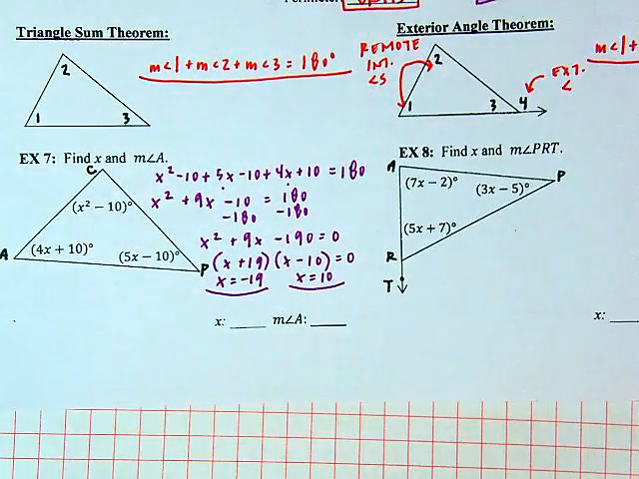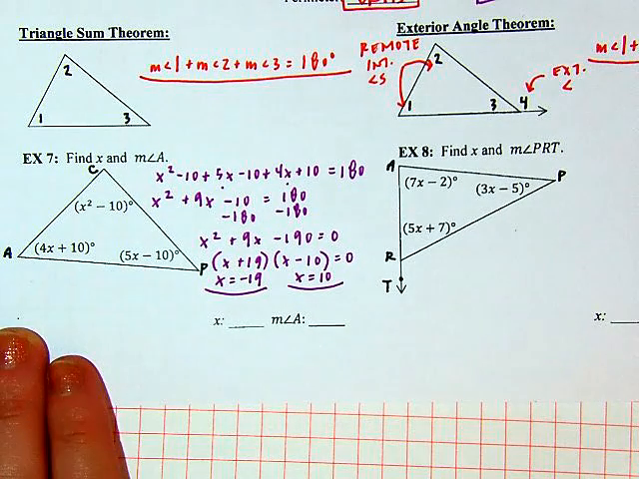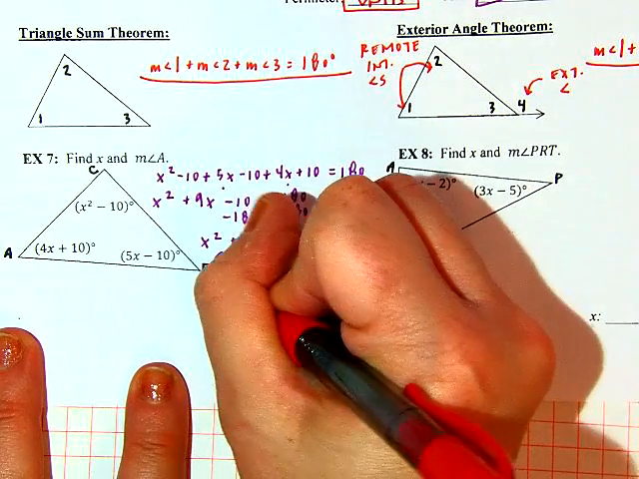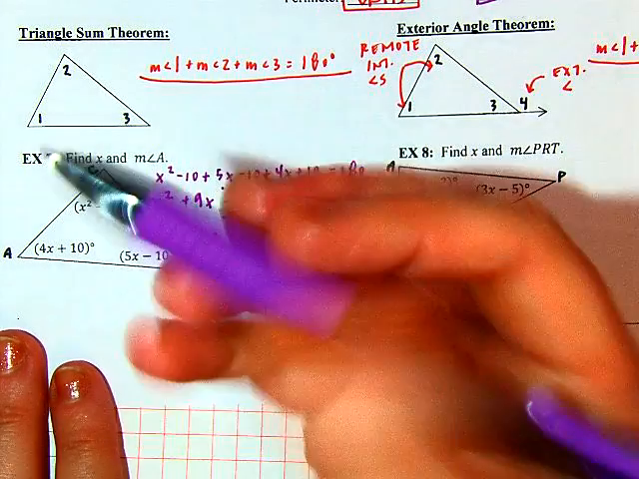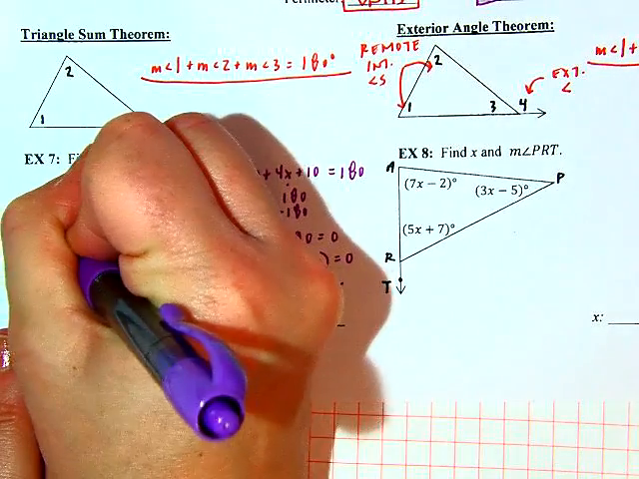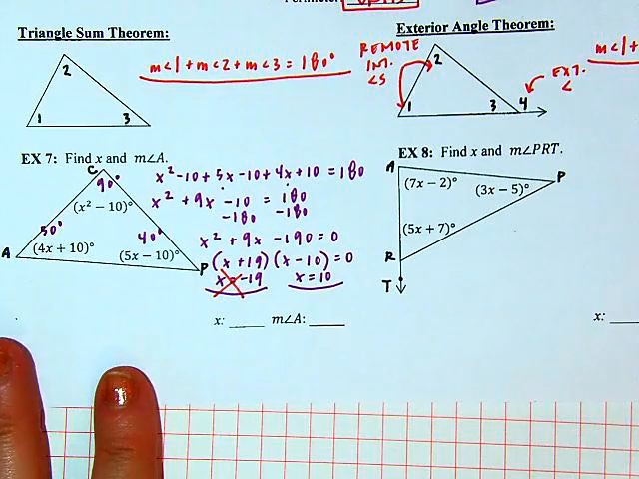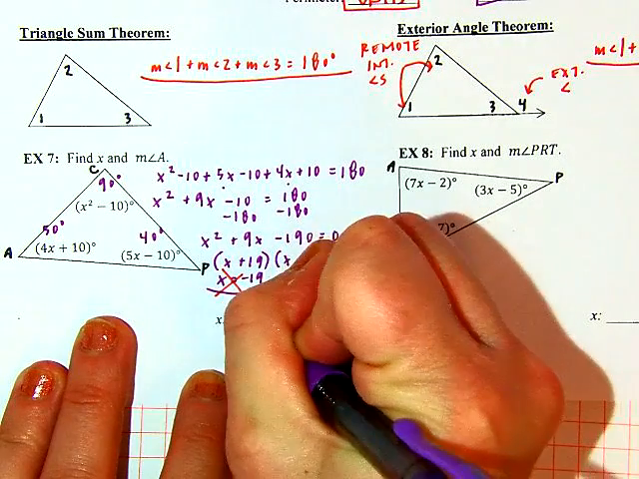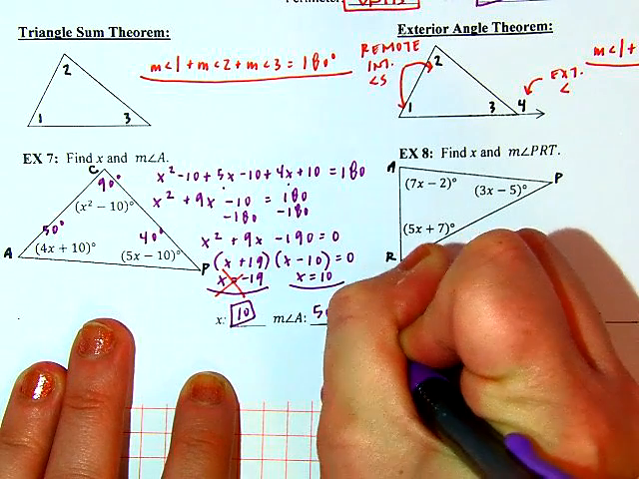Okay, that negative 19, I can see that if I plug it in right here or right here, it's going to give me something negative. You can't have a negative angle measure, so this is extraneous. And if I plug in the 10, right up here, I will get 90 degrees. I'll get 50 degrees and 40 degrees here. So I'm just double checking, does it get me back to 180 total? Absolutely, it does. So x is 10 and the measure of A is 50 degrees.